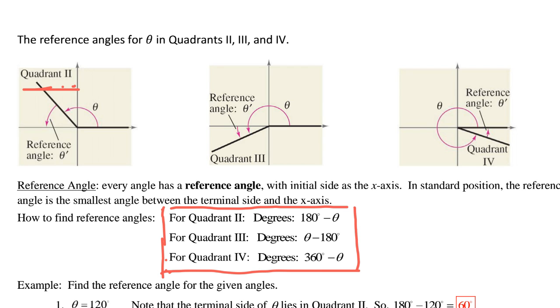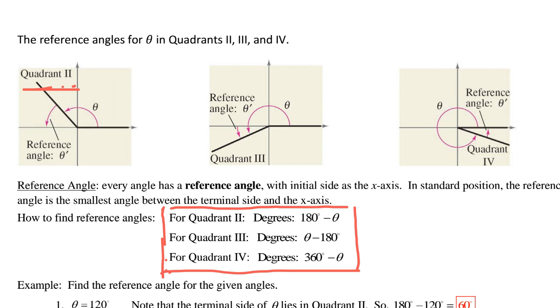So for quadrant 2, we take 180 minus the angle. That gives us our reference angle. For quadrant 3, we do the angle minus 180. And for quadrant 4, we do 360 minus the angle. Other than that, the only other quadrant it can be in is quadrant 1. And if it's already in quadrant 1, we just leave it alone because it is its reference angle.